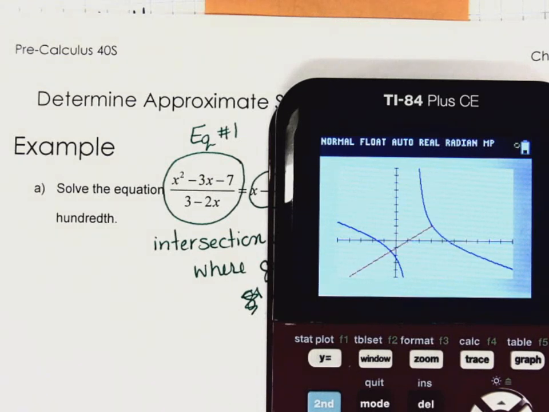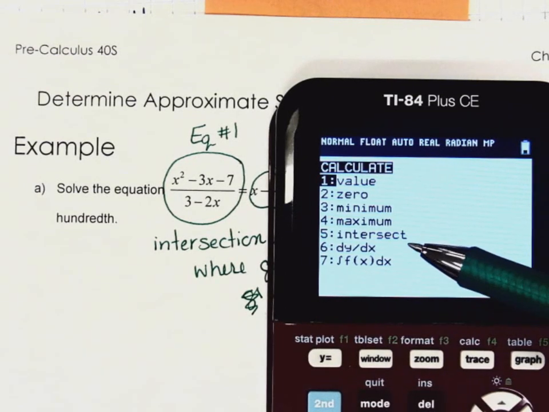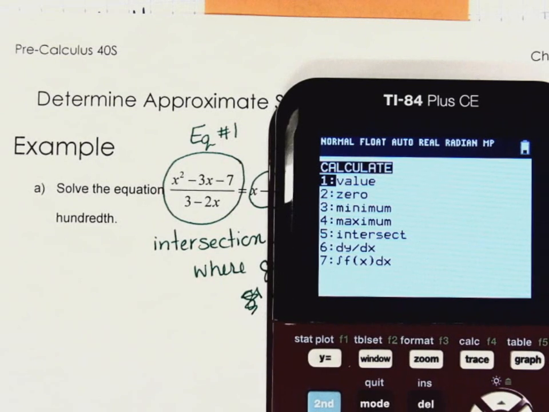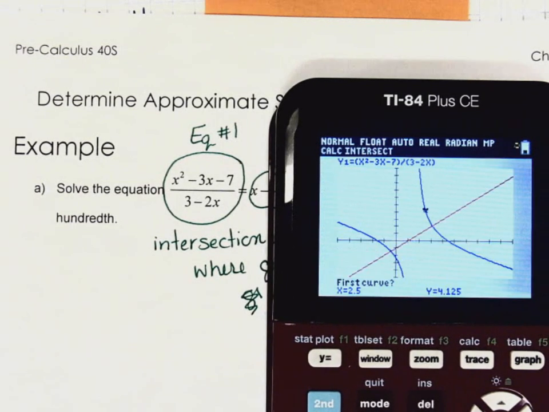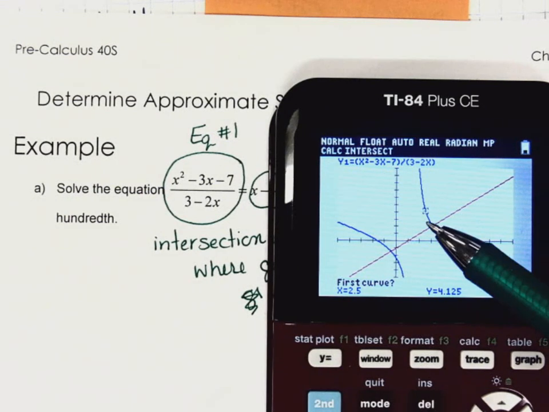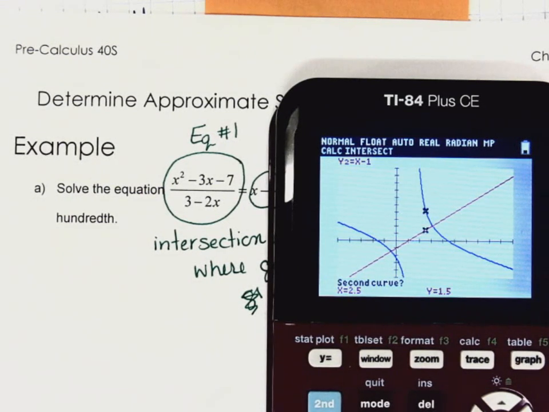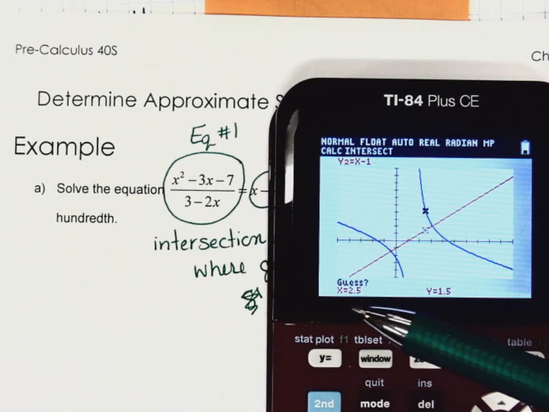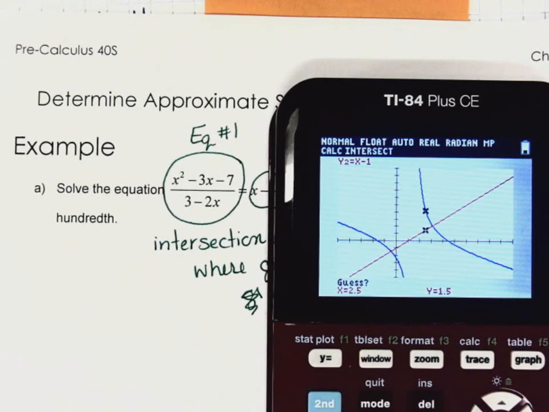The nice thing about this is it will tell me how many answers I have. So how many answers am I looking for? 2, right? Like we see that red line crosses the blue line twice. So we know we're looking for 2. And then again, if I go second function trace, there's option 5, which is intersect, which we can use as well. So this is asking me, is this my first curve? Yes, it is. Is this my second curve? It pops to the red line. Yes, it is. And it gives me an answer, I want to guess.